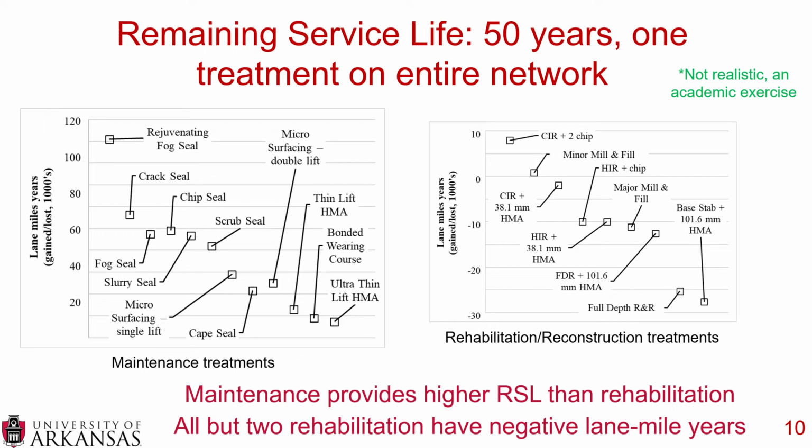What this means is when you place any of those rehabilitation treatments on a roadway, your entire network is actually decreasing in quality. I know that there are roads out there in bad shape that require rehabilitation and reconstruction. However, if all we do is focus on those roads that require rehabilitation and reconstruction, we're setting ourselves up for failure because our network will continue to lose lane mile years as we continue doing these rehabilitation and reconstruction treatments.